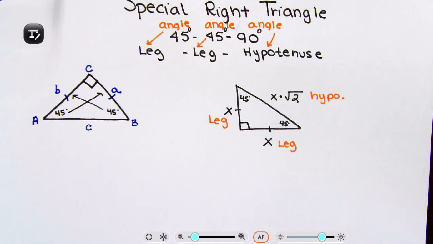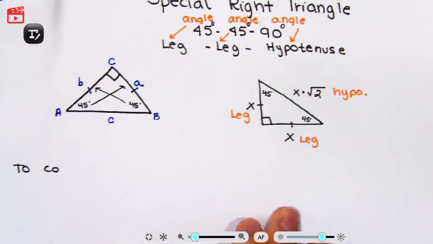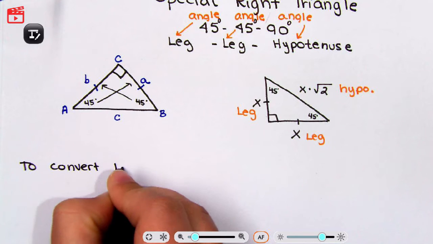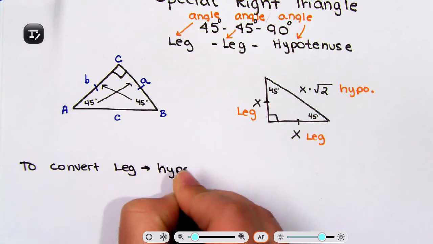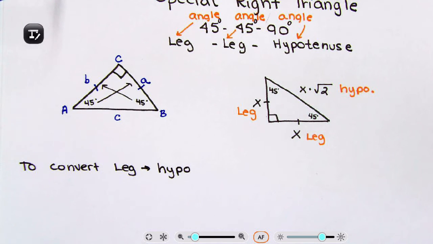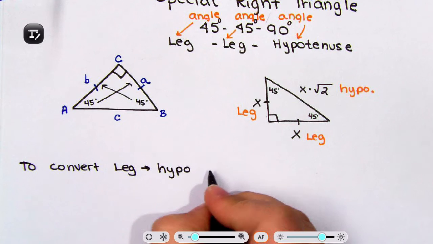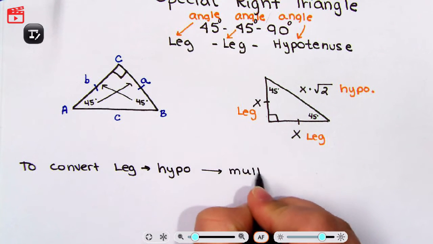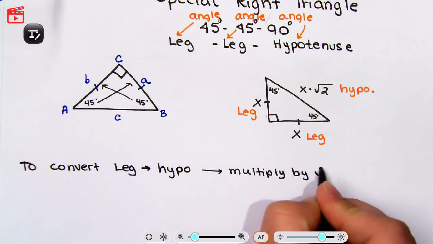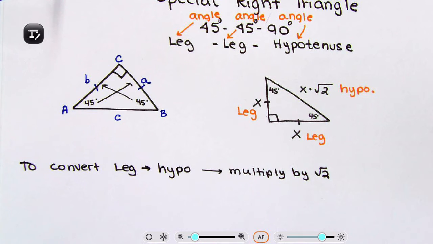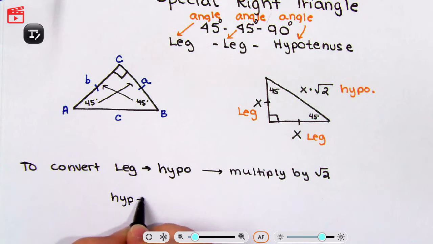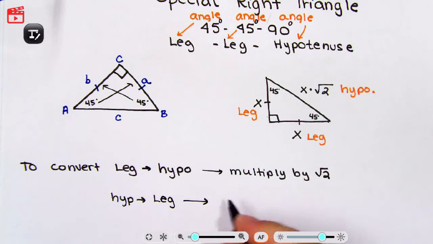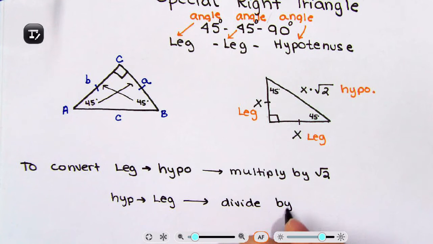To convert a leg to a hypotenuse, if you have a leg measure and you want to convert that to a hypotenuse, what you're going to do is multiply by root 2. So whatever your leg is, let's say your leg is 3, that means 3 times the square root of 2 is the size of your hypotenuse. Now, if you are converting from the hypotenuse to the leg, that means you're going backwards. You're going to divide by root 2.